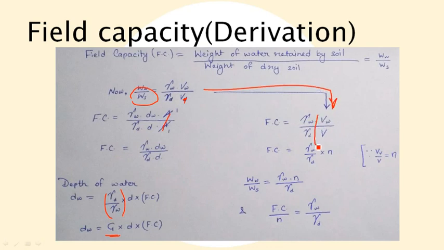How? We know that Vw upon V, if the soil is saturated, then Vw equals Vv. So we can write Vw by V as n, where n is the porosity. So field capacity equals gamma w upon gamma d into n. And here comes the final relation: field capacity by n equals gamma w by gamma d. This is important.